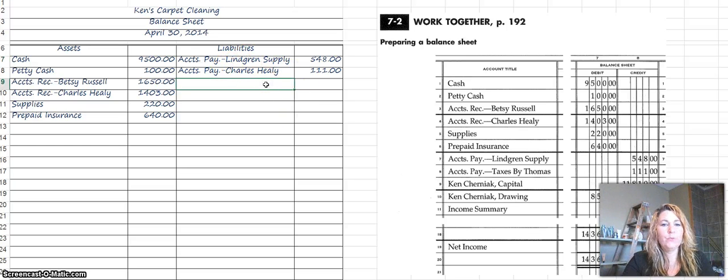The next thing I'm going to do is add up my liabilities. So I'm going to write total liabilities. And I'm just going to add these two numbers together. And when I add them together, I get $659. Okay, on the next line, we're going to have our owner's equity section. So I'm going to center this one, and I'm going to type owner's equity.